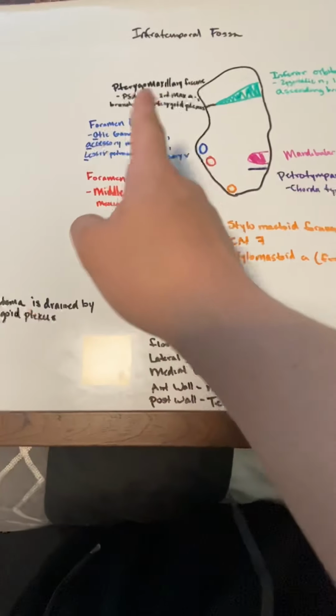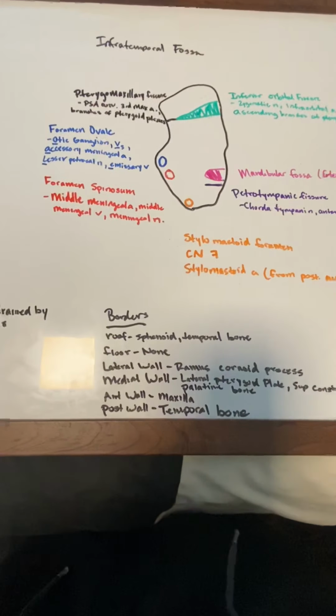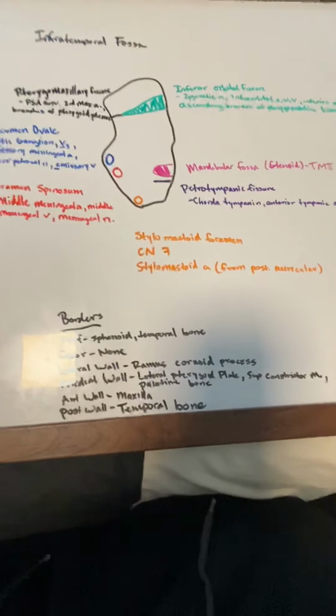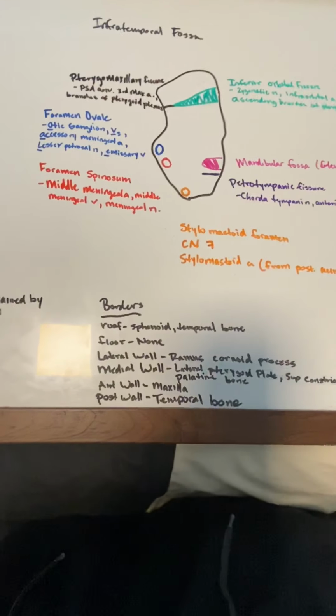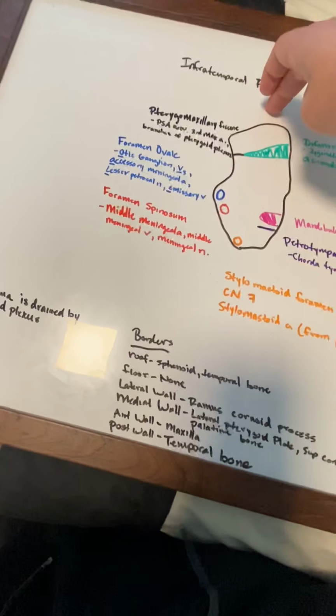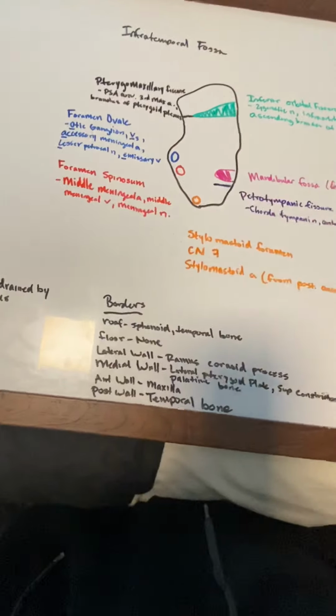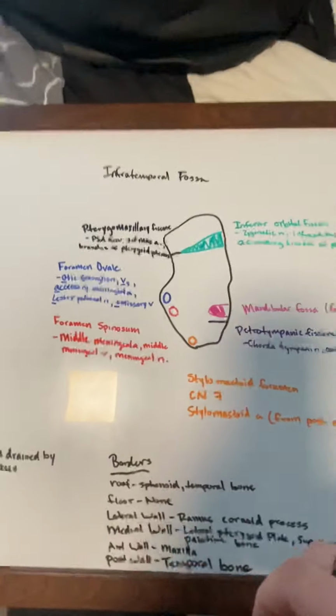Medial wall, coming from the other side, is going to be the lateral pterygoid plate, superior constrictor muscle, and palatine bone. And then for the anterior wall, this guy up here, it's the maxilla. And the posterior wall is the temporal bone. So those are the borders. So now we kind of have what's around the outside.